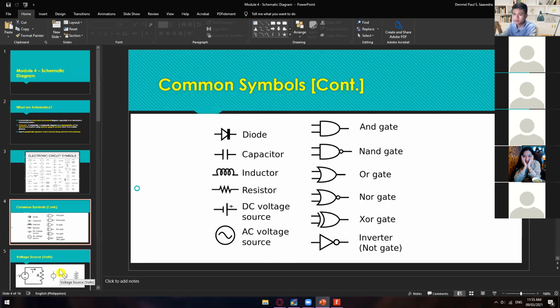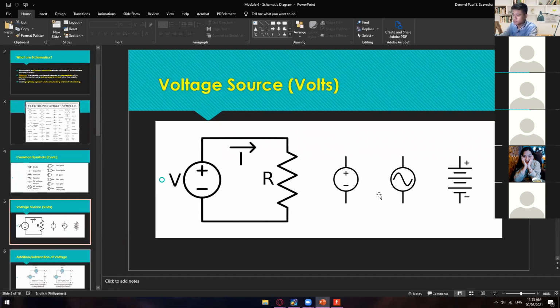All right. And for the voltage source, of course we have a lot of representations for voltage source. For DC, we have this one. So positive and negative voltage only, depending on the polarity. And then we have here AC. So it's a fluctuating sine wave. And then we have here a battery representation, but this one is similar to the voltage source. Okay, so the longer line is your positive, and then the shorter horizontal line is the negative.